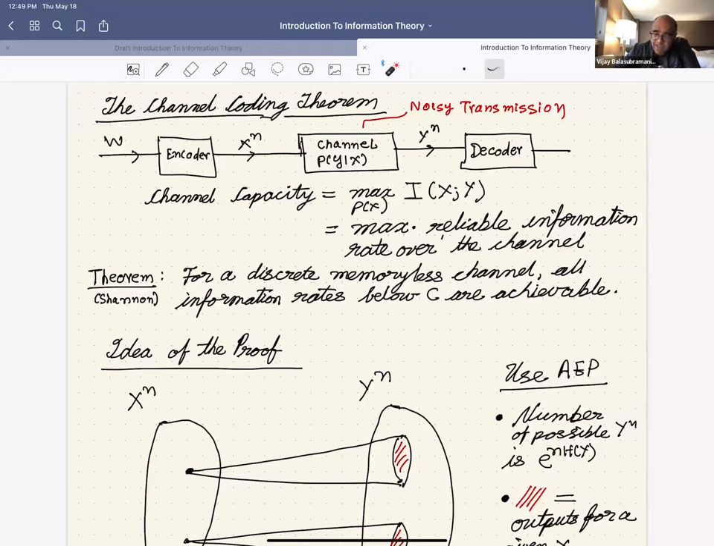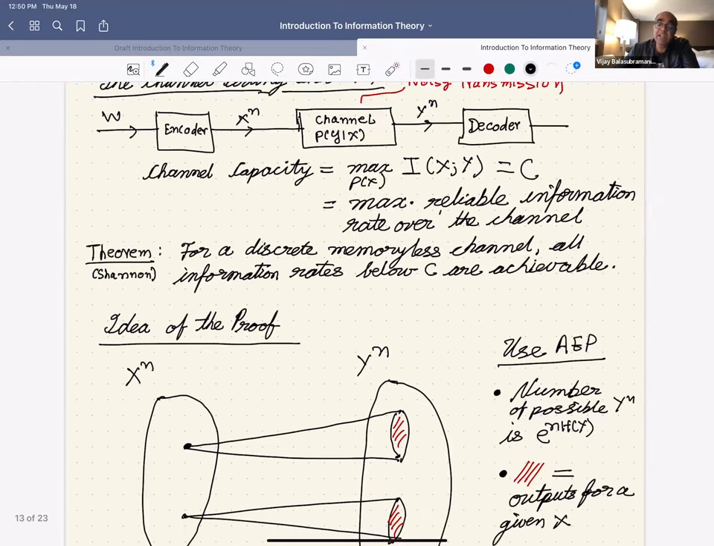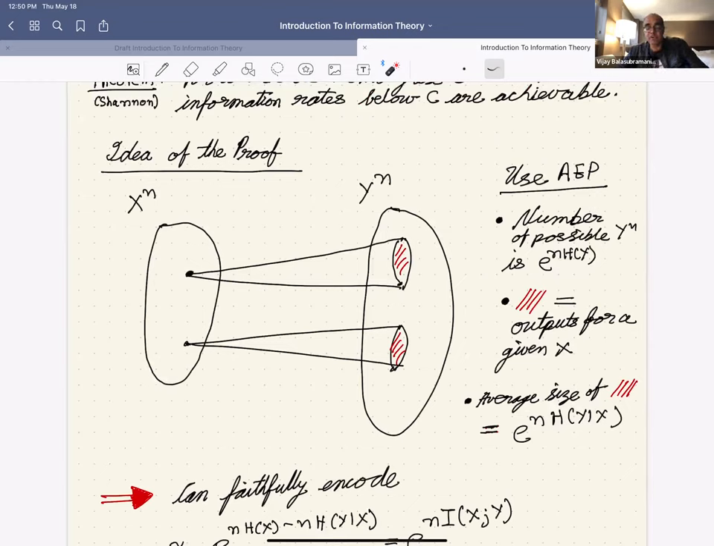More specifically, the theorem says that for something called a discrete memoryless channel, so there are no correlations, all information rates below this channel capacity C are available. So long as you're trying to stuff a signal through that has a lower information rate than C, the channel capacity, all of these are achievable. We don't have time for the full proof, but I can give you an idea of the proof using the asymptotic equipartition property and the things we've already said.